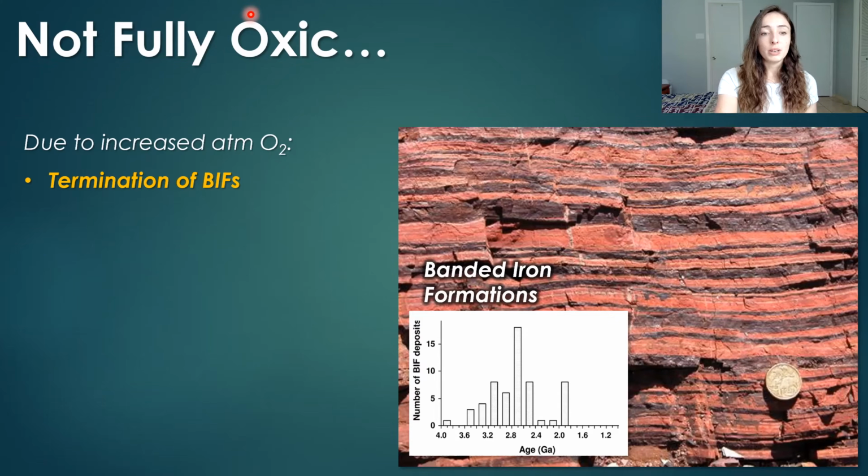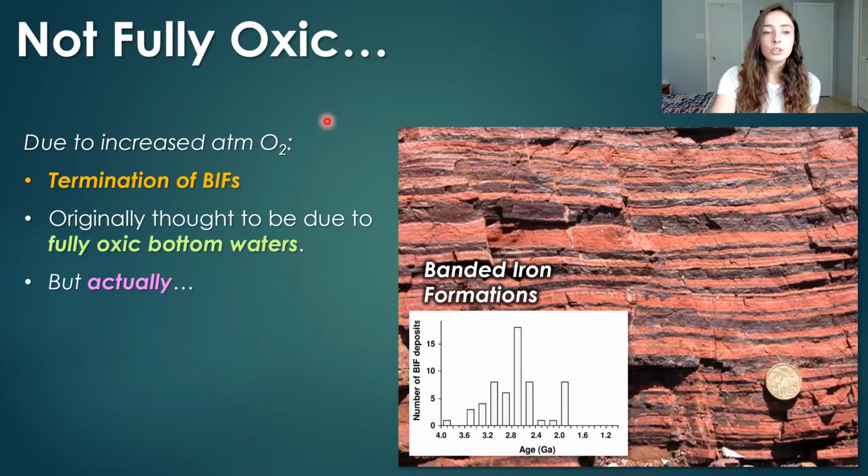And I mentioned BIFs earlier, banded iron formations, and this is one major reason we used to think that the GOE marked the full oxygenation of both the atmosphere and the oceans, but now we know that's just not true. The termination of banded iron formation deposition around 1.8 billion years ago after the GOE used to be attributed to fully oxic bottom waters because the iron would have been fully removed by oxygen.